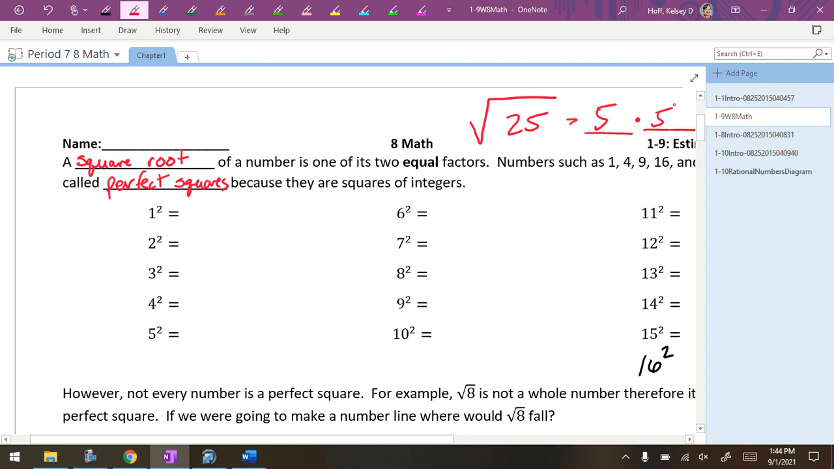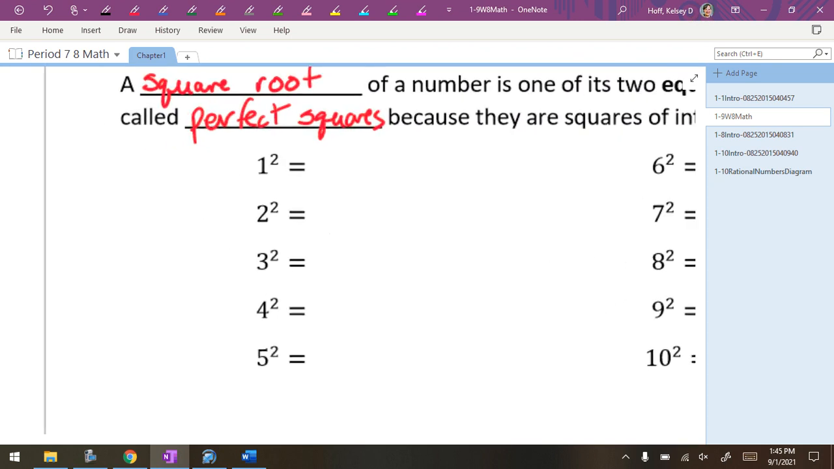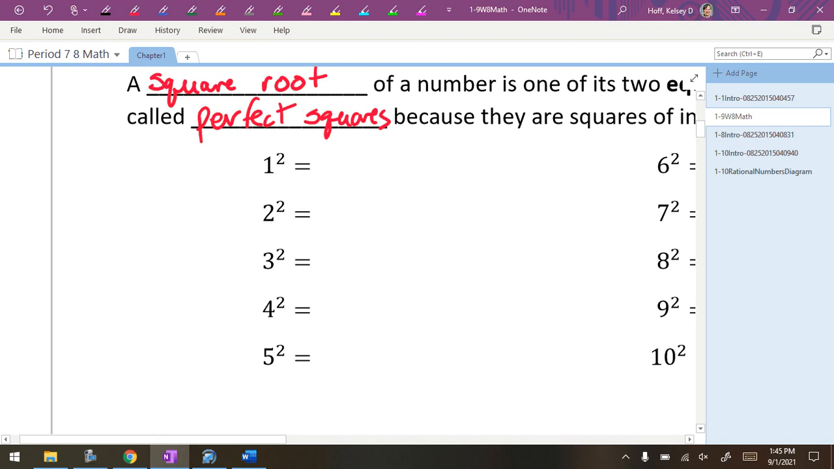Okay? You're not going to have a calculator today. You're going to get to use this chart, and you guys know most of them, I'm pretty sure already. And we'll have the rest taken care of by the time we hit your test. Okay? So squared means that number times itself.